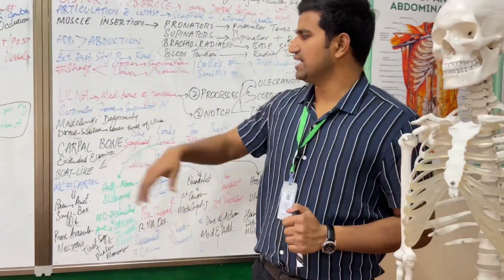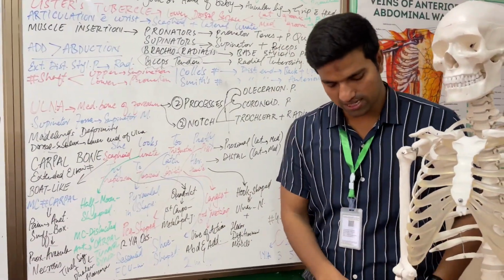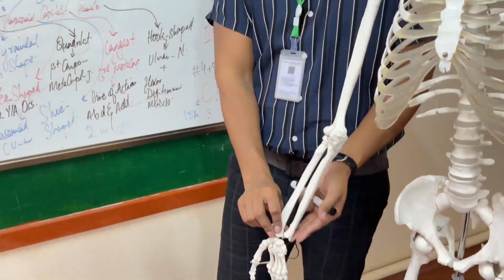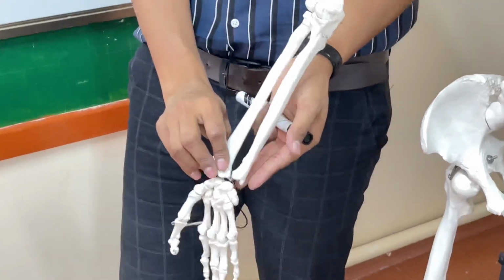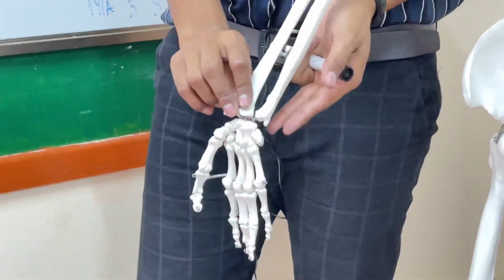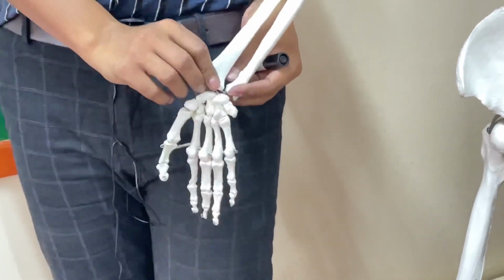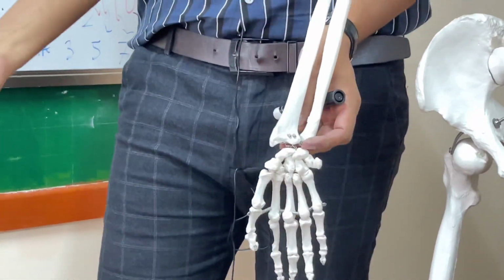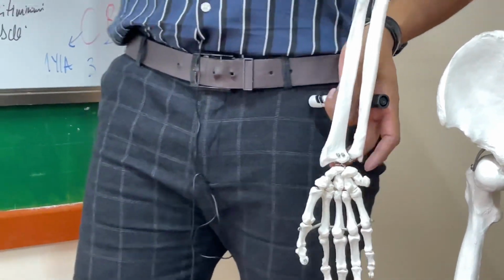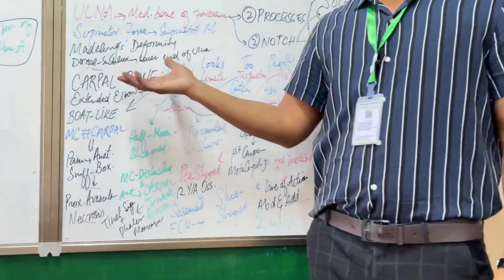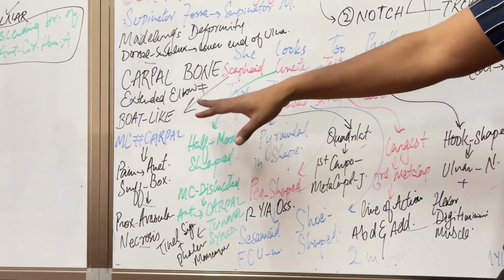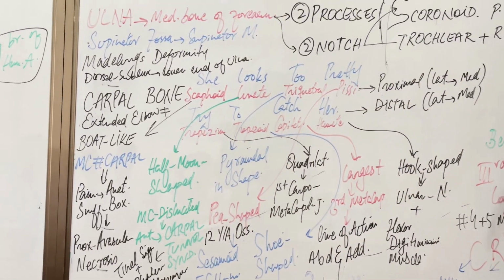Then we talked about Madelung deformity, in which there is a dorsal subluxation of the lower end of the ulna. Dorsal subluxation means posterior displacement of the lower end of the ulna due to abnormal or retarded growth of the dorsal lower end of the radius. Simply, what is Madelung? This is the dorsal displacement of the lower end of the ulna bone. That was about the ulna.